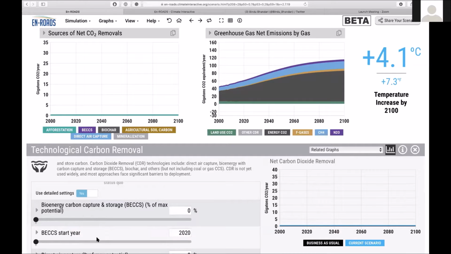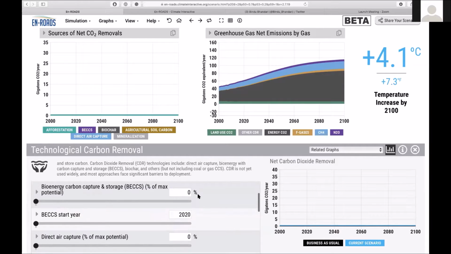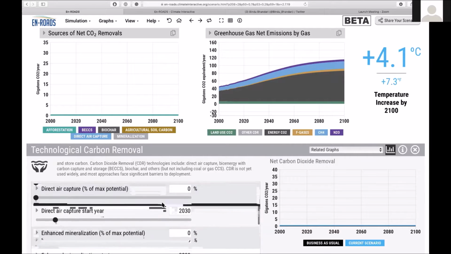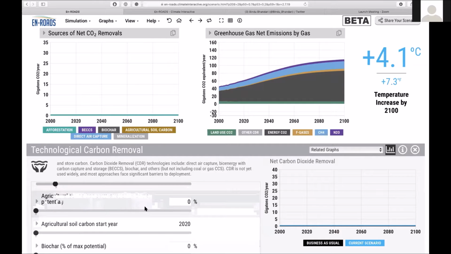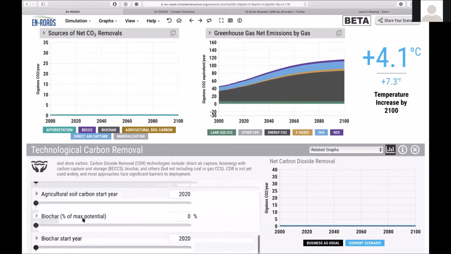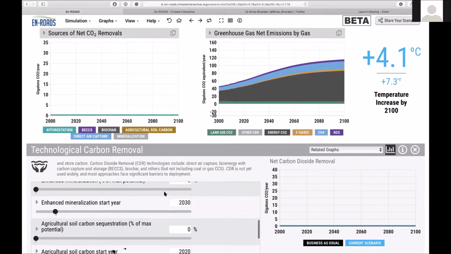So as you can see, there are options. So BECCS is here. You can specify the percentage of maximum potential for bioenergy with carbon capture and storage. We also have direct air capture, enhanced mineralization, agriculture soil carbon sequestration, which has been rising a lot in discussion these days. And the next available option is biochar. Beside this, we of course have afforestation as a different slider. So these five options of technological carbon dioxide removal are available in the En-ROADS tool, and we can adjust and move the sliders for each of them.